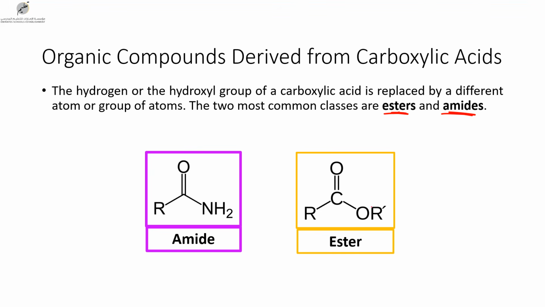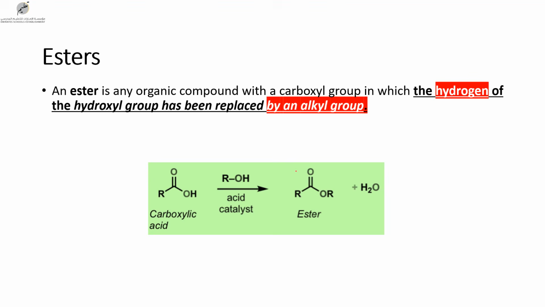So esters and amides: esters are derivatives of carboxylic acids. So in carboxylic acids, we had a carbonyl here and then OH, right? So instead of H, we will have R in esters. And in amides, we have a carbonyl group and an amino group. So let's start first with esters.